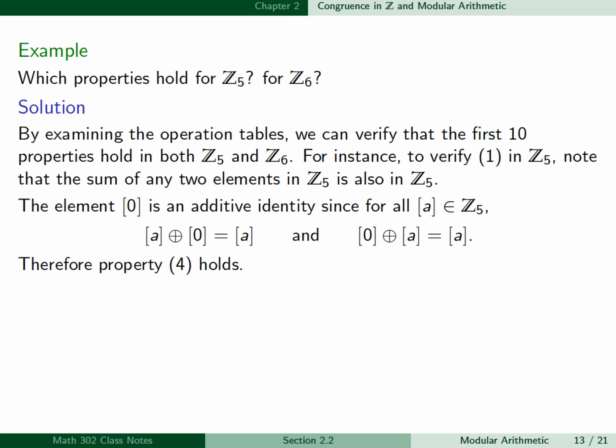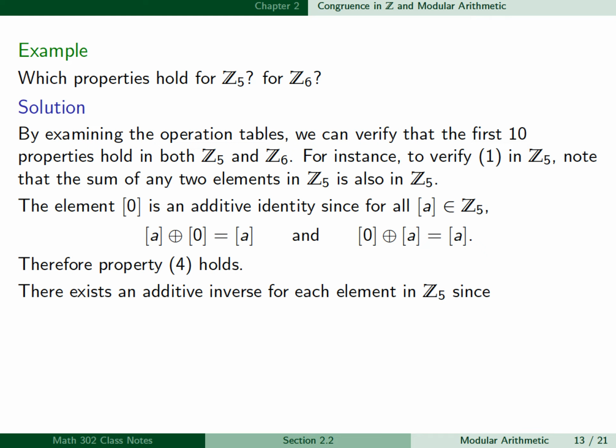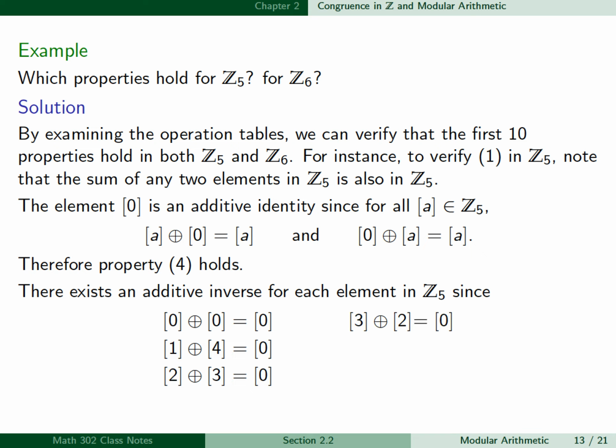Therefore, property 4 holds. Now there exists an additive inverse for each element in Z5, since 0 plus 0 is equal to 0, 1 plus 4 is equal to 0, 2 plus 3 is equal to 0, 3 plus 2 is equal to 0, and 4 plus 1 is equal to 0. So the additive inverse for 0 is 0, the additive inverse for 1 is 4, the additive inverse for 2 is 3, the additive inverse for 3 is 2, and the additive inverse for 4 is 1. So therefore property 5 holds.